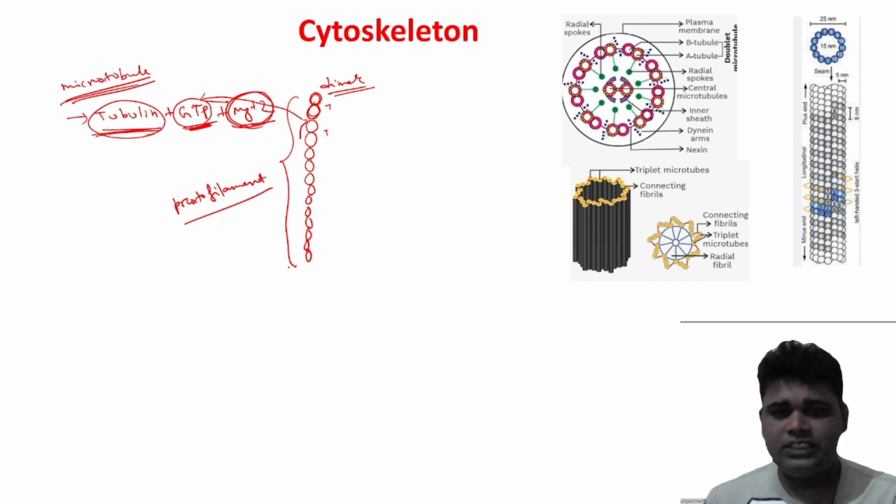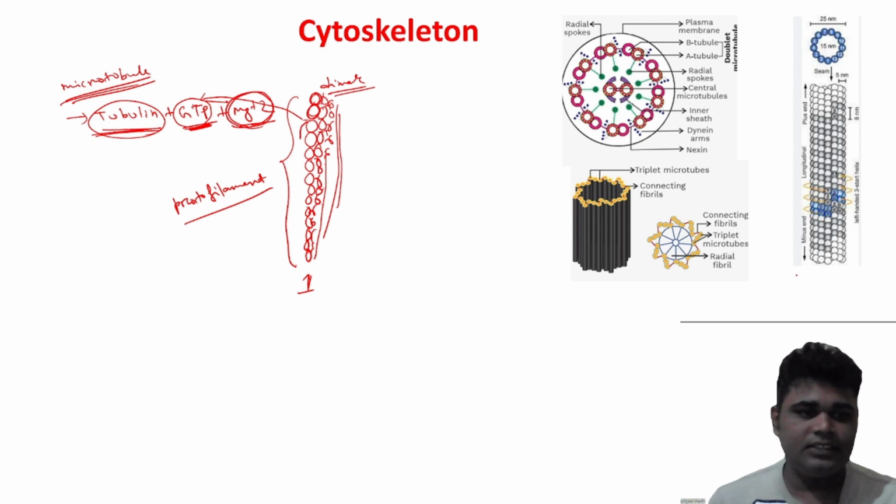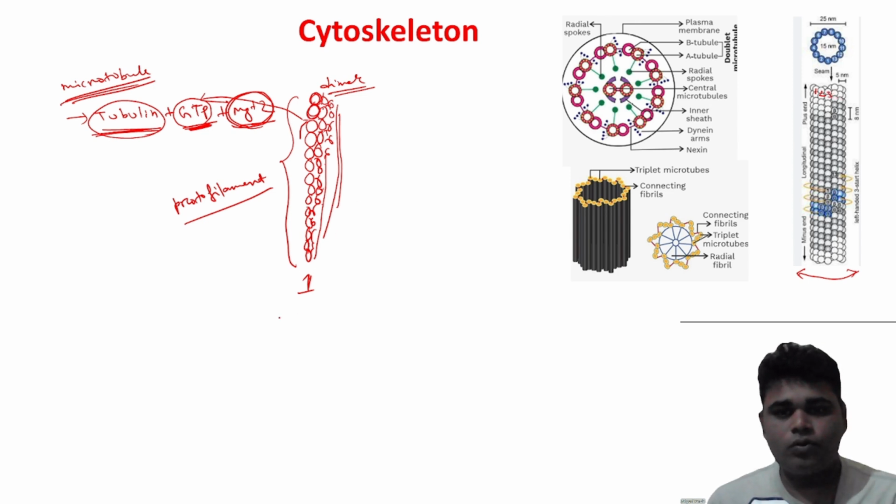So now to this protofilament, this is the one protofilament, and to this one protofilament another protofilament is joined. Okay, and to this another protofilament is joined. Like this, 13 protofilaments are joined together. This is the structure of the microtubule. That means this is the first protofilament, this is the second, this is the third. Like that, a total of 13 protofilaments are joined together, and it forms a tube-like structure like this.